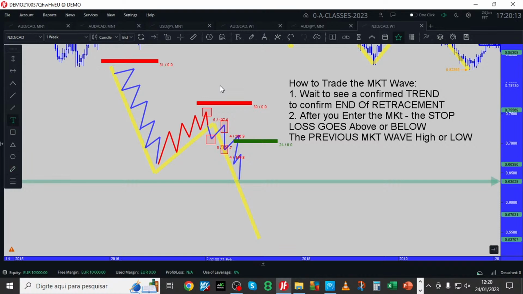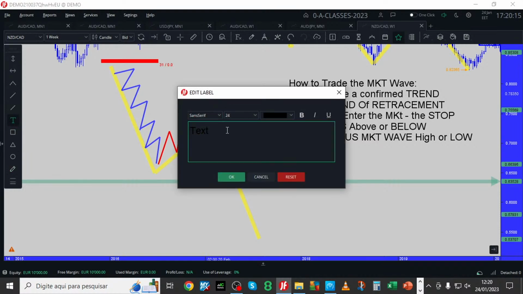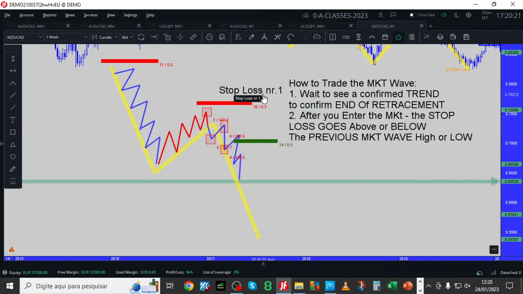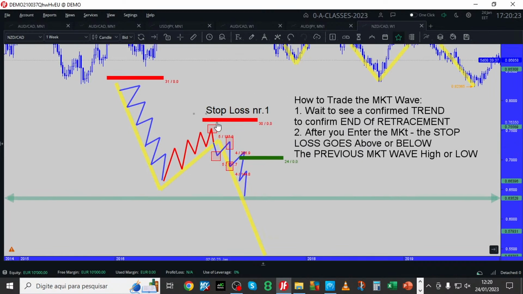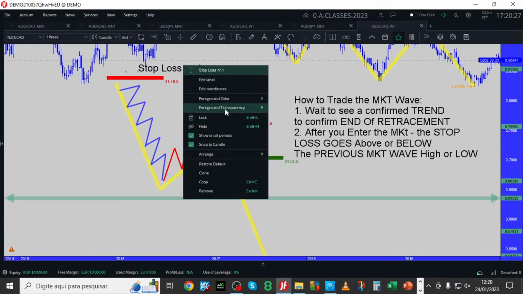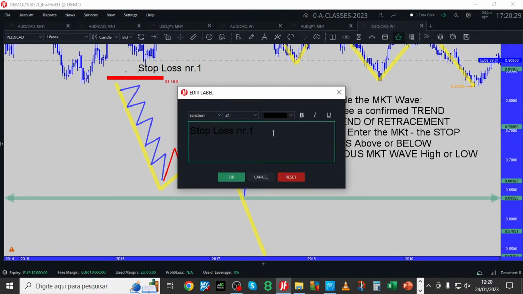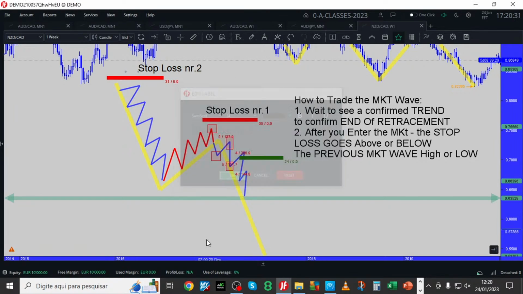And I'm going to write in here, everybody. So this is going to be stop loss number 1, and up in here is going to be stop loss number 2. Which one is the correct stop loss according to the rules?